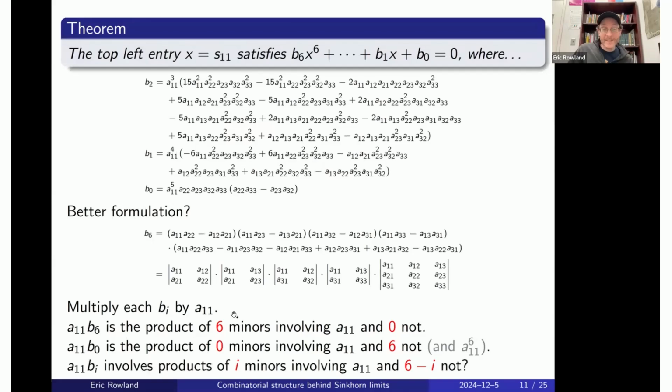So the guess is that A11 Bi involves products of i minors that do involve A11 and 6 minus i minors that don't. That would nicely interpolate between the leading coefficient and the constant coefficient of this polynomial. And amazingly, this turned out to work. Of course, there are multiple products of such minors when i is not 0 or 6. And so what do you do? Well, you look for a linear combination of them.